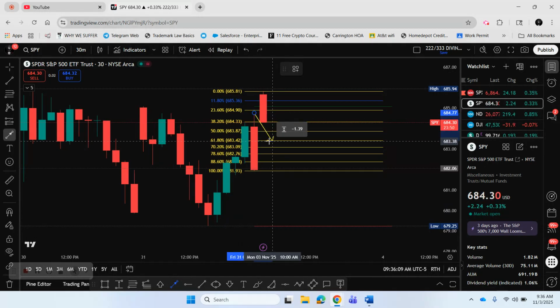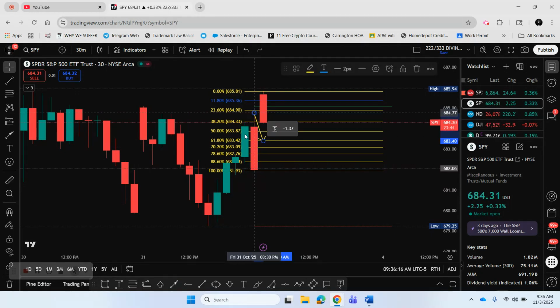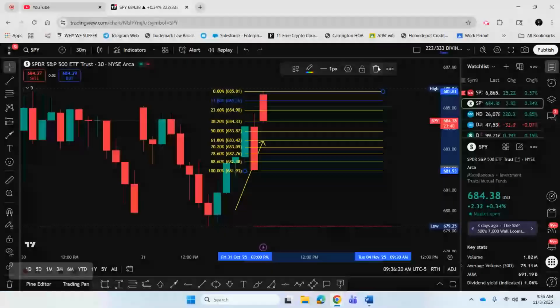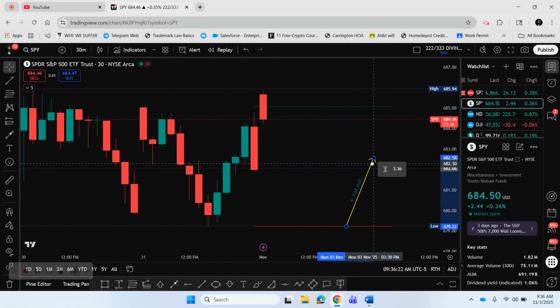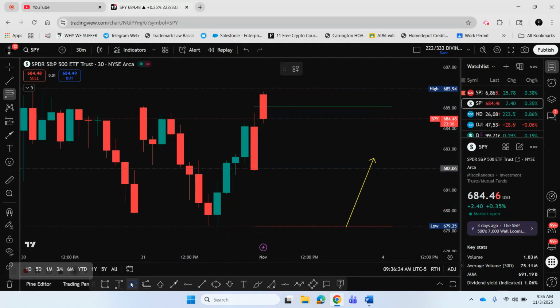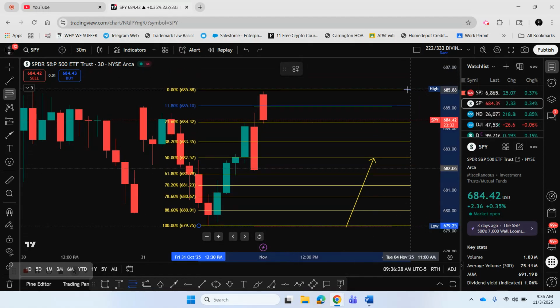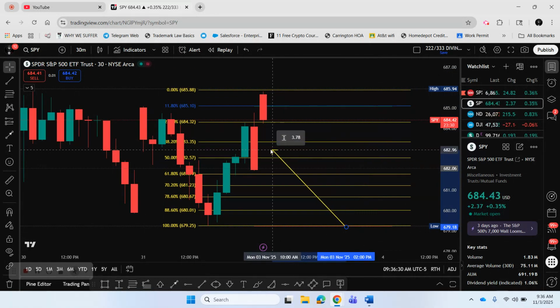So we want to see come here. I do believe that we can go deeper, but like I said, that's the first target to get to this level right here. Let's do that. All right. Now, what we also can look at is this whole entire impulse, and this gives us a deeper target.